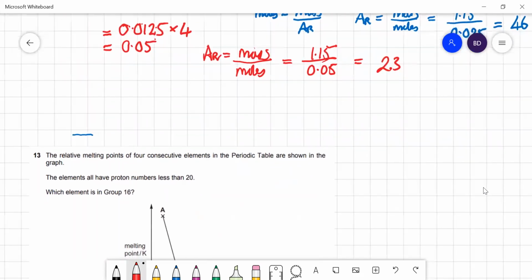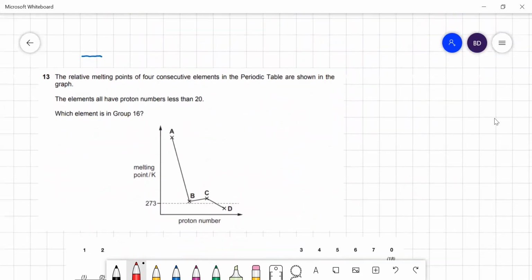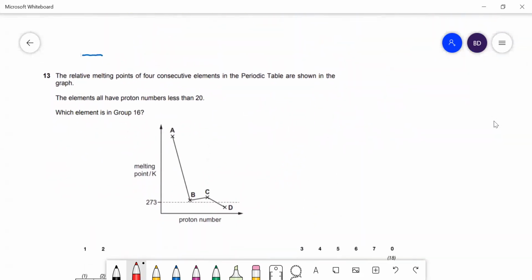Okay, so that one requires you to be able to do mole calculations and realize the difference in formula between group 1 and group 2 metals. Right, 13, relative melting points of 4 consecutive elements in the periodic table. This is about periodicity then, okay? And they all have proton number less than 20.